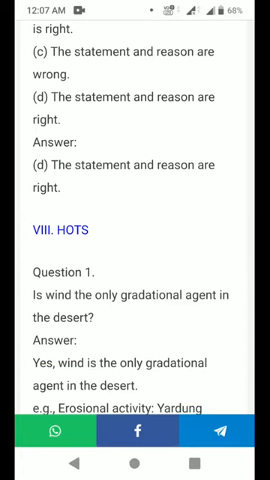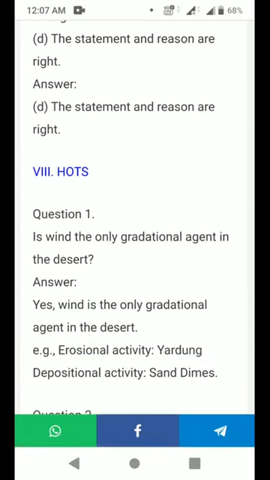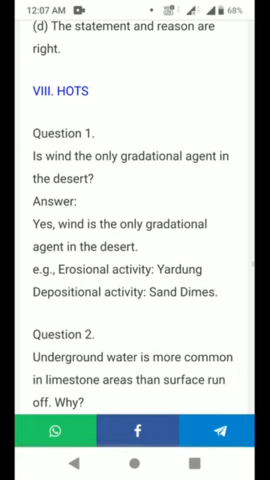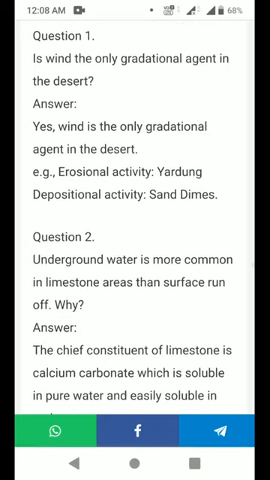Next one, HOTS questions. Here in these HOTS questions also 3 questions are there. Is wind the only gradational agent in the desert? So the answer is yes. Wind is the only gradational agent in the desert. Example, erosional activity, yardang, and depositional activity, sand dunes.